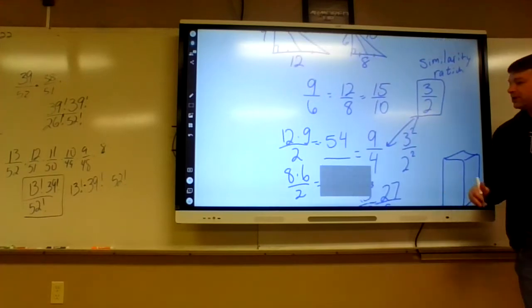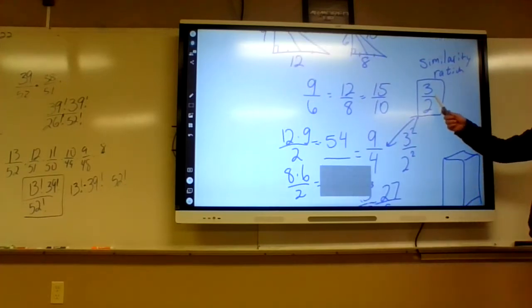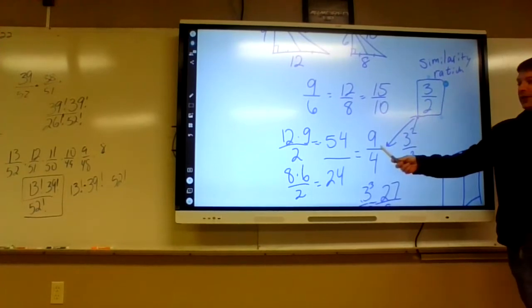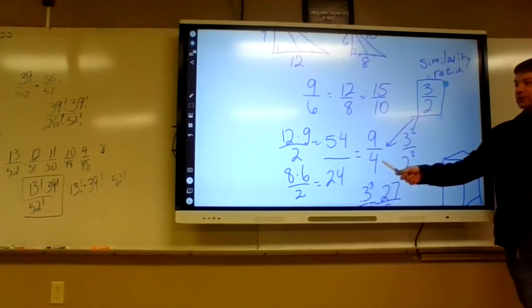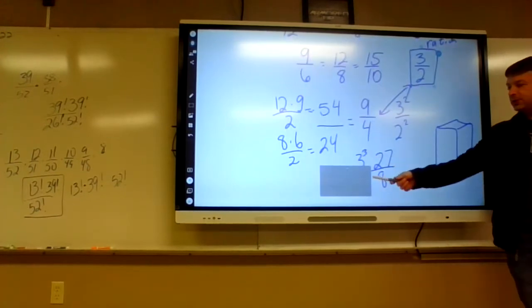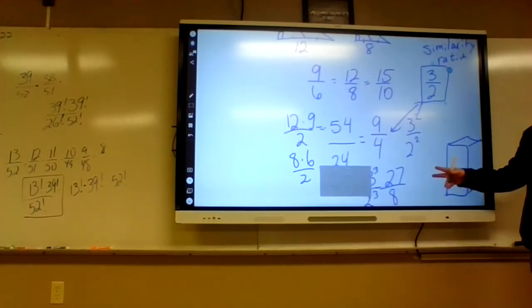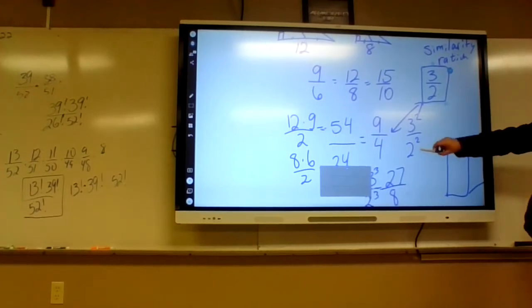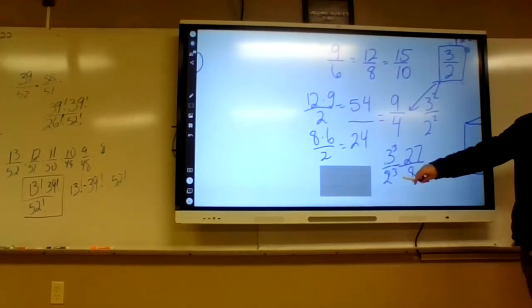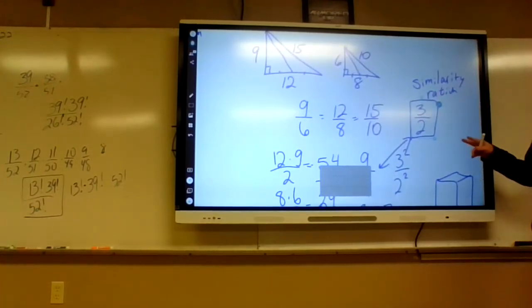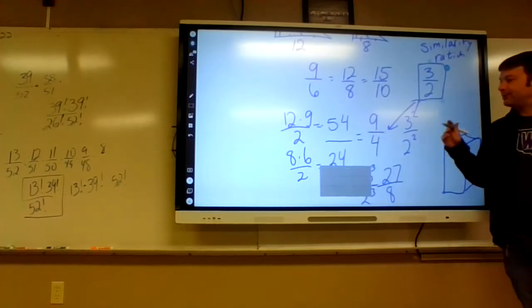Okay, so it's one-dimensional, all the lengths. It's the basic similarity ratio. We've been using this a lot. Ratio of areas, 9 to 4. And the ratio of volumes is cubed, 27 to 8. So one-dimensional, two-dimensional areas, three-dimensional volumes. So here's what's gonna happen today.